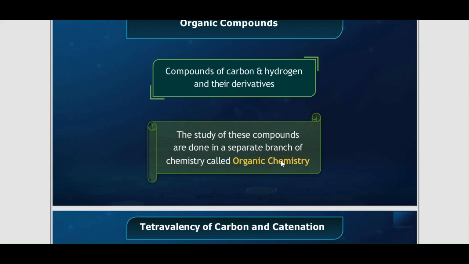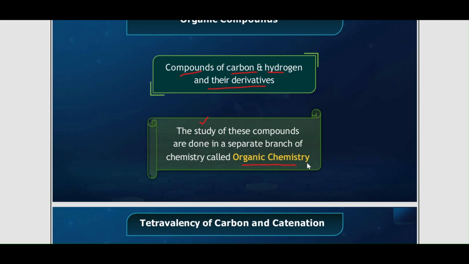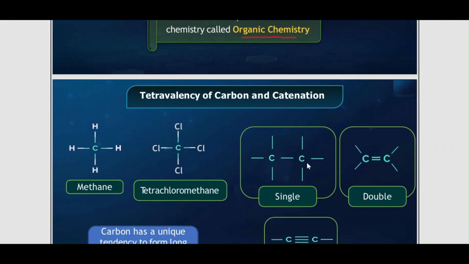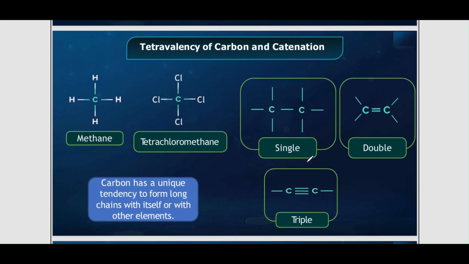These organic compounds are compounds of carbon and hydrogen and their derivatives. Just now I explained what is meant by organic chemistry: it is the study of the chemistry of carbon compounds. So why the necessity to study carbon compounds? Why only carbon compounds, why not silicon compounds or boron compounds? Comparatively, carbon has some unique properties compared to other elements.